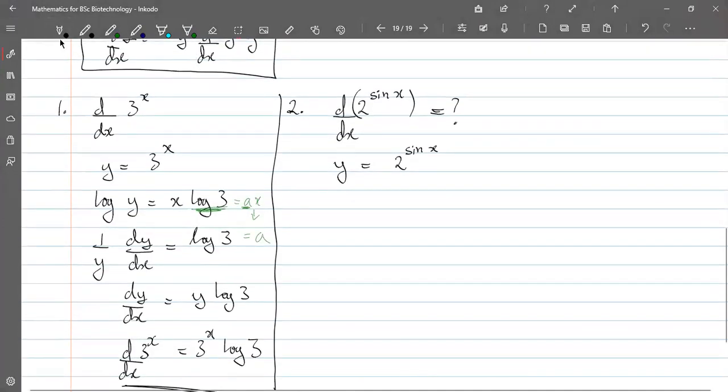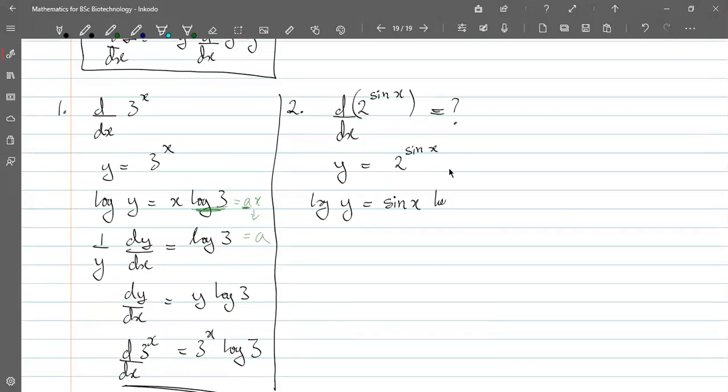Fine. So coming back to this problem, we need to find the derivative of 2 to the sine x. So again, take this to be y. Then apply log on both sides. So log y is equal to, careful when writing this, the sine x in the exponent comes down when you take log. So you get sine x log 2. And be careful, this is sine x here and then multiplied by log 2. The log 2 is not inside the argument of the sine function.